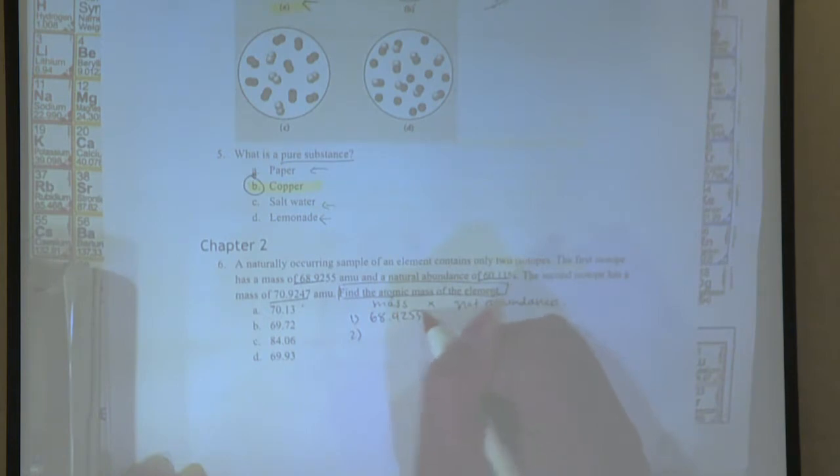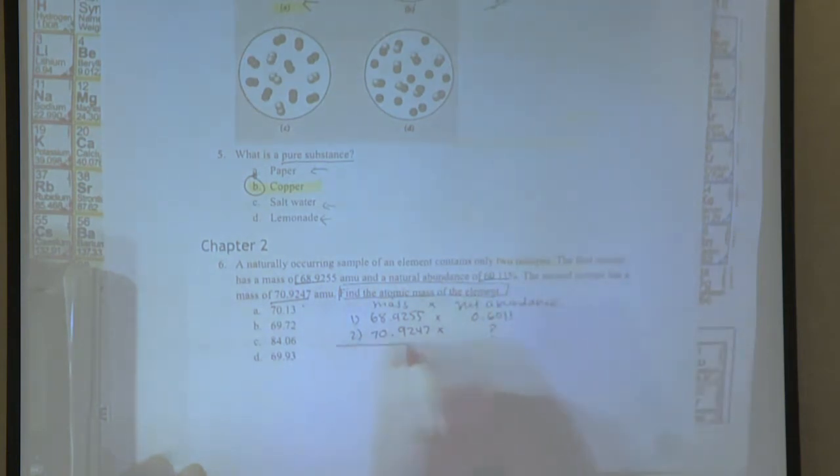68.9255. And the mass of your second one is 70.9247. And the natural abundance here, they give you 60.11%, so I'm going to put this as my natural abundance. And I don't have something here, so that's unknown. But when I add these up, I should be getting my atomic mass, right? So it looks like at first sight we have 2 unknowns, but that's actually not the case because we only have 2 isotopes. This one has to be 1 minus 0.6011, right? Because you can't have more than 100%.